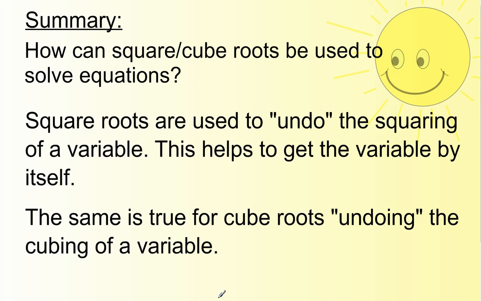So I have here, square roots are used to undo the squaring of a variable. This helps to get the variable by itself. So if you have a variable squared, you take the square root of it to get the variable by itself. And the same thing is true for cube roots undoing the cubing of a variable. So if you have a variable cubed, if you take the cube root of it, it gets the variable by itself. It's not being cubed anymore. So that's how they can be used to help solve equations.